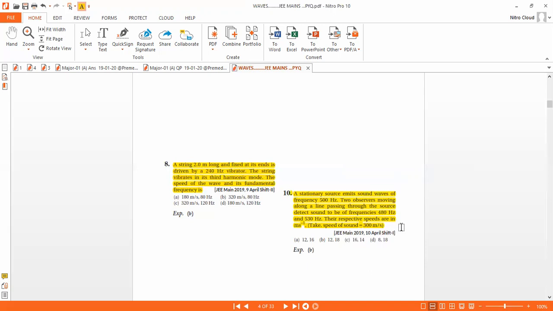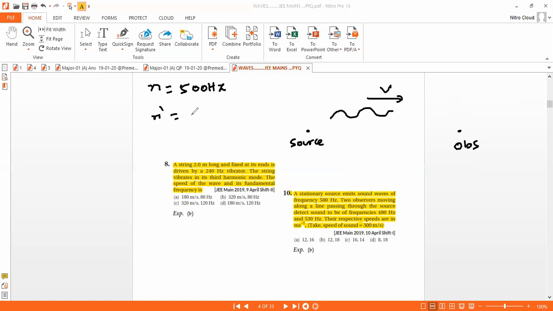Suppose firstly the frequency of the sound is 500 hertz. Now two observers are moving along a line. Suppose this is the source, and from here sound wave is produced. Let us consider the speed of sound as V, and here we have the observer. The observer hears a sound frequency n dash equal to 480 hertz. N1 dash and N2 dash.